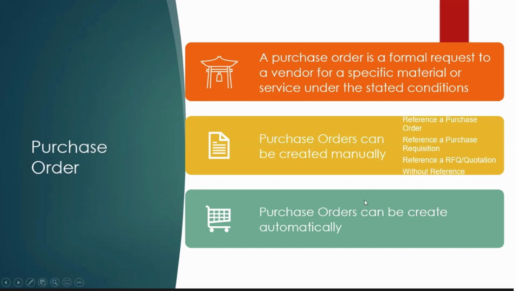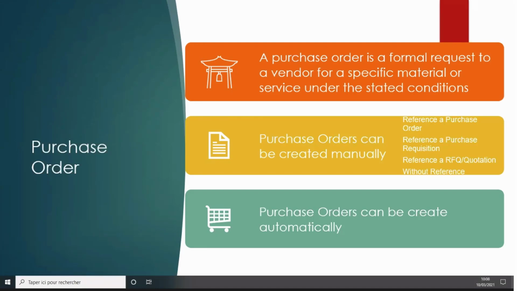The purchase order can also be created automatically. Okay, how? If you have an agreement with the company, this means that you want that every day, every month, you get a certain quantity of, for example, computers. Okay, automatically the system will create a purchase order. So every month a purchase order will be created, for example, for 100 computers.